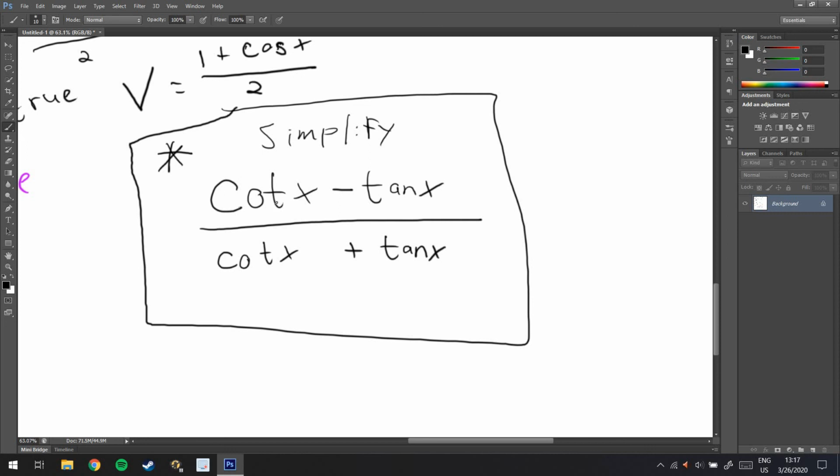You are only going to have one term in the end, so I'm going to tell you, you should be able to get to cosine of 2x. So simplify this guy to get to cosine of 2x. Do that for practice for tomorrow.